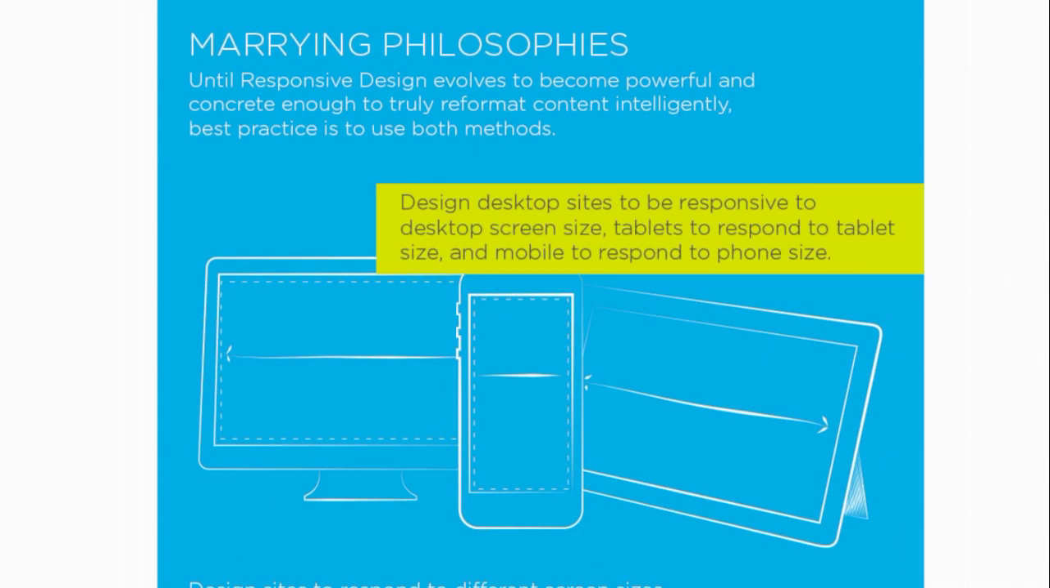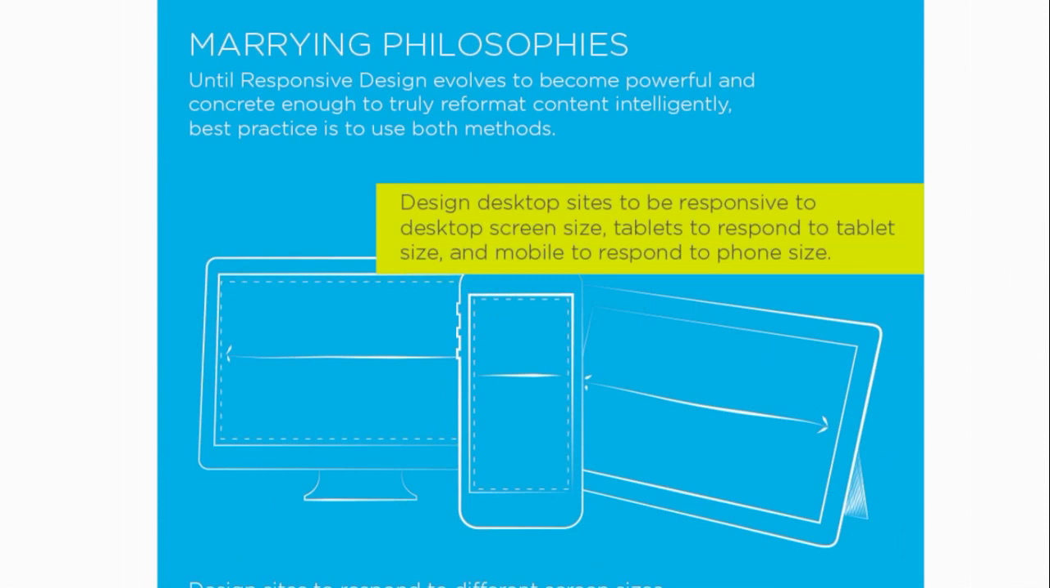Marrying philosophies. Until responsive design evolves to become powerful and concrete enough to truly reformat content intelligently, best practice is to use both methods. What does that mean? That means when you're building for desktop, design for desktop specifically with an outcome in mind, but build that desktop site using responsive methods. There are different size screens. You want to think about those things.